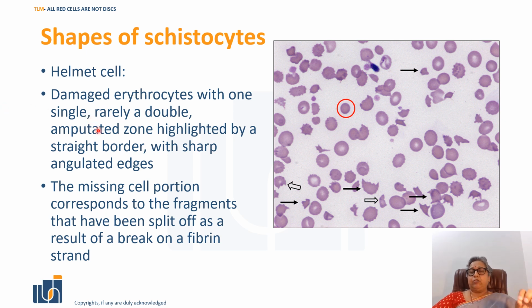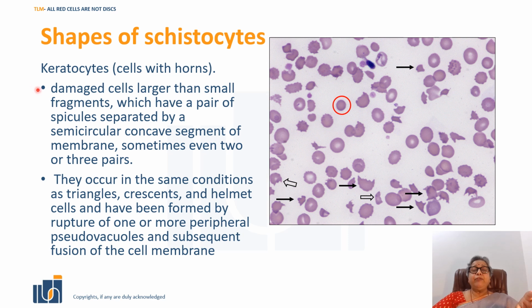Next is the helmet cell. These are damaged erythrocytes with one single, rarely a double, amputated zone highlighted by a straight border with sharp angulated edges. The missing cell portion corresponds to the fragments that have been split off as a result of a break of a fibrin strand. So you will have these kinds of cells which are like helmets, and you will have the cells which have been broken off from them, which could be the rest of the fragmented cells.